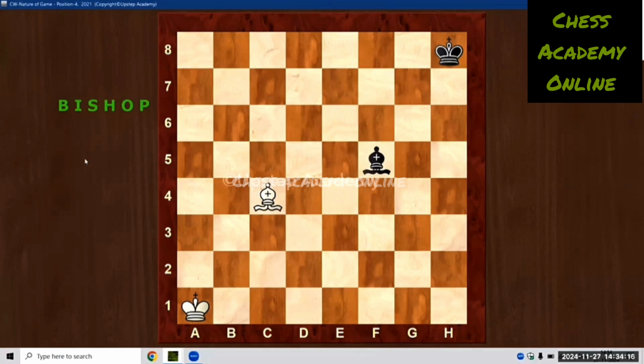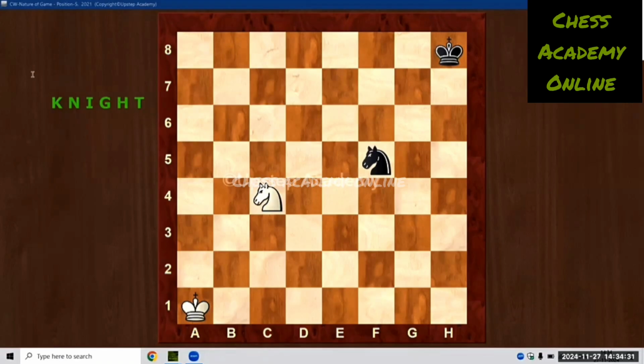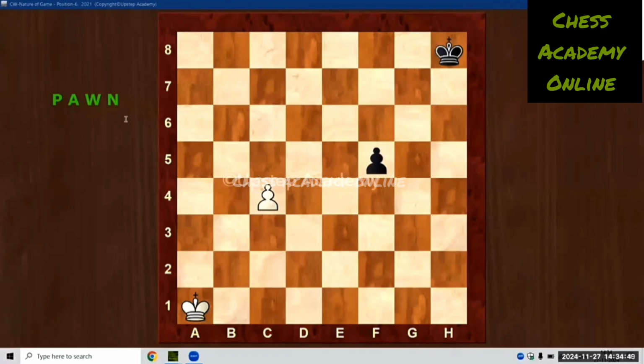So after the bishop, let's learn the next chess piece, which looks like a horse. The horse in chess is called knight. As we can see the spelling on the left side, K-N-I-G-H-T, knight. The horse will be called knight. And after the horse, let's see the last chess piece, which looks like a soldier. Some people call it soldier, but his real name is pawn. P-A-W-N, pawn. So just now we learned the names of all the different types of chess pieces.